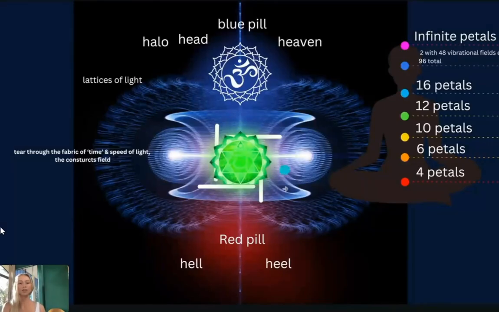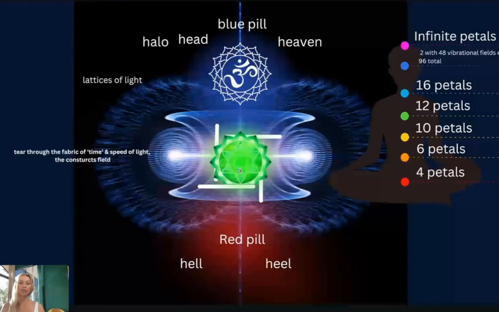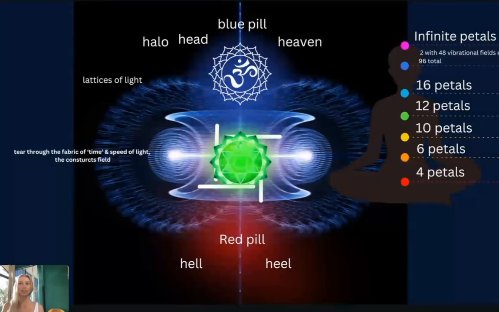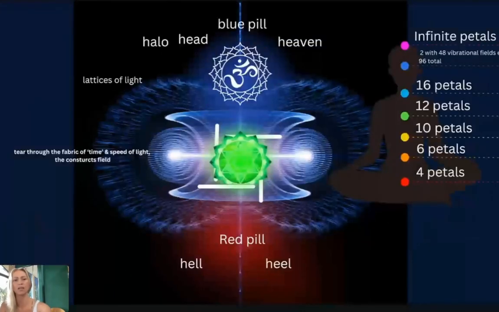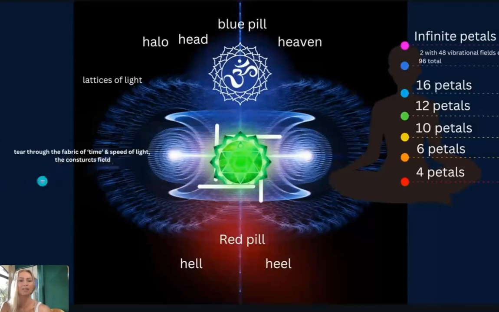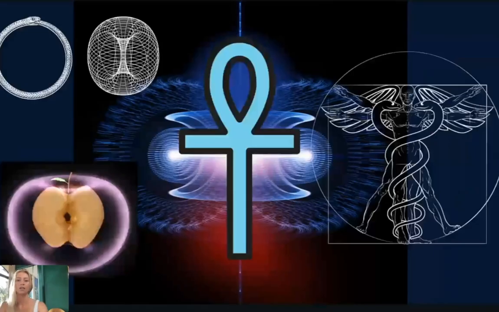And the motion that's created with your heart is what's going to rip apart the ether so that you can ascend. And when we talk about the Merkaba in a little bit, that's basically the same thing. You rip through dimensional planes with these components activated within you. I think that's all I really want to say. Yeah, tear through the fabric of time and speed of light. So basically, that's how you leave the construct.